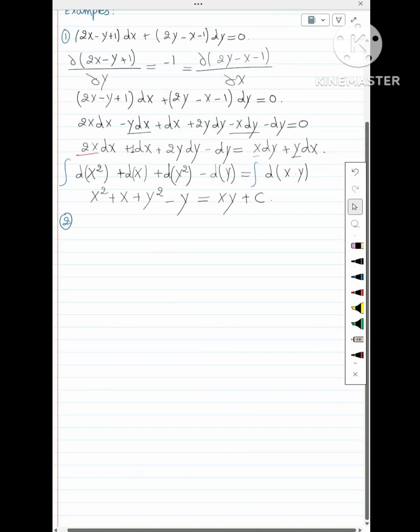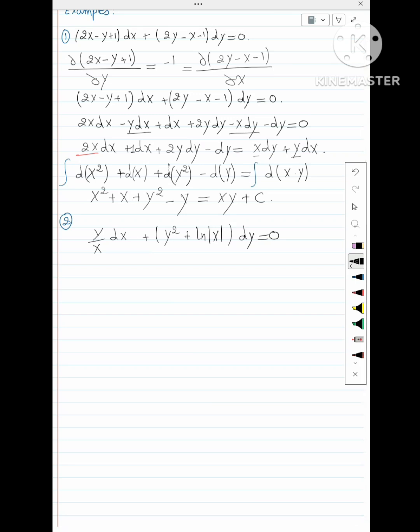Let's see another example. It says y over x dx plus y squared plus ln x, not the absolute value, dy is equal to 0. The first step is to see if it is separable. It's not, because we have dy times something multiplied by x, and dx times something multiplied by y, so it's not separable.